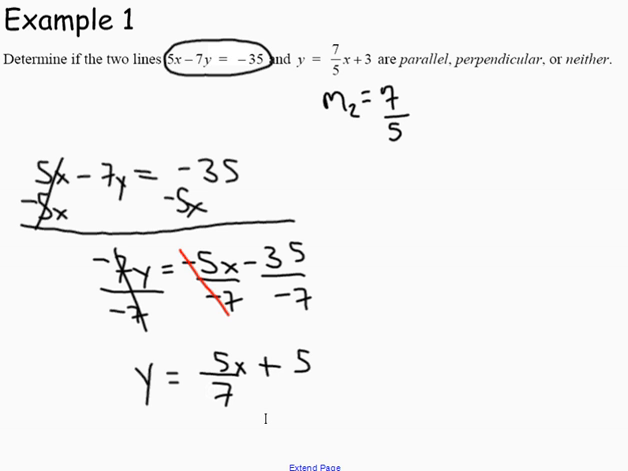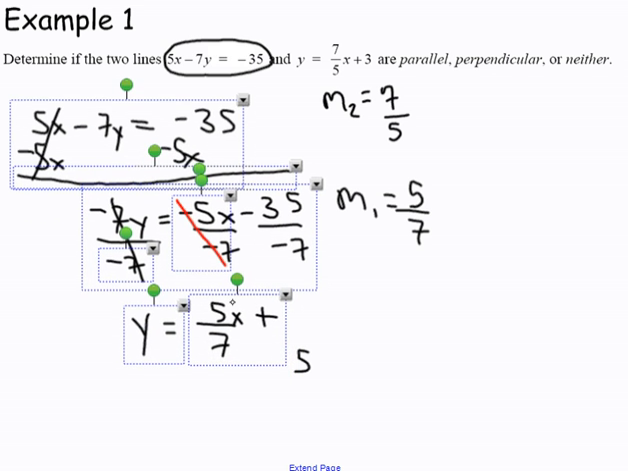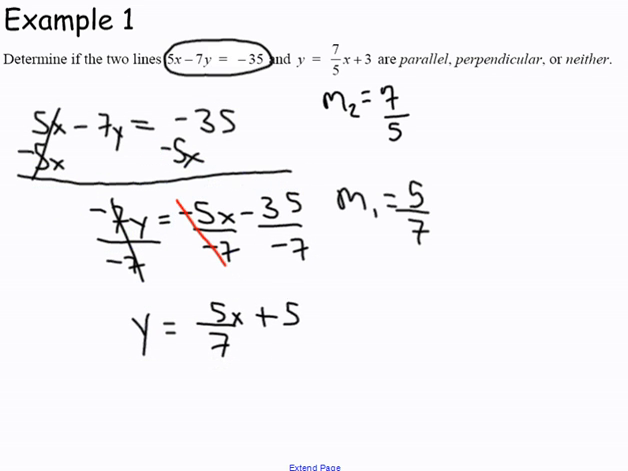So what's the slope of this line? The slope of, let's call this line 1, the slope of line 1 is equal to 5 over 7. So let's go back to our guidelines. Remember our guidelines, the ones I gave you earlier? Let's go back to those.